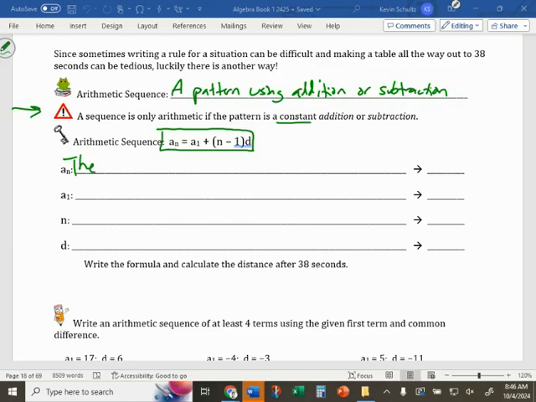The A_n term is the number of the term you want. Okay? The number of the term you want. I should say the number of the term in the sequence. I should add that here. The number of the term in the sequence that you want.